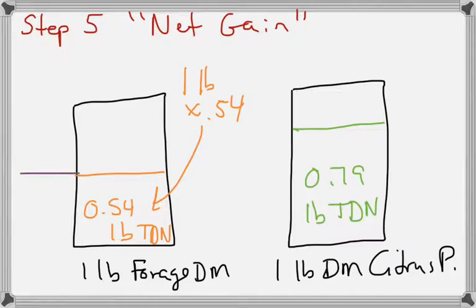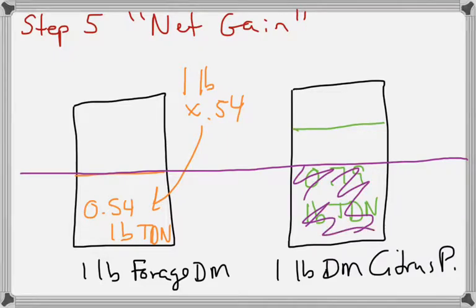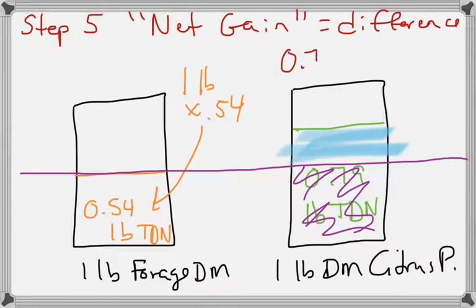Let me diagram what I mean. When we look at the net gain, the TDN that's already in that citrus pulp, we're not gaining it because we're already getting that same amount from our forage. However, this amount here is the difference between the two, and that is how much energy we're really gaining. So to calculate the net gain, that is simply the difference between these two values: 0.79 coming from citrus pulp minus the 0.54 pounds coming from the forage dry matter, which gives us a net gain of 0.25 pounds of TDN.